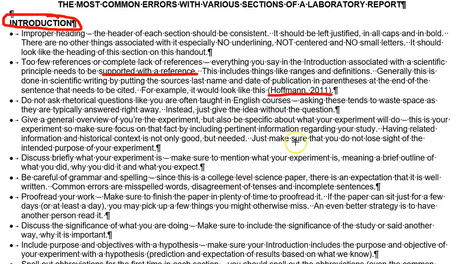One of the problems we see sometimes with scientific papers, that's the third bullet, is students are taught, especially in English courses, to ask rhetorical type questions. In science, we want to get straight to the point. We don't want wasted space, and we just want to give the idea without the question. When you're writing your introduction, you should also give a general overview of the experiment. So you should basically give just a quick synopsis of what we're doing. Make sure to focus on the important pertinent facts in terms of the information regarding your study.